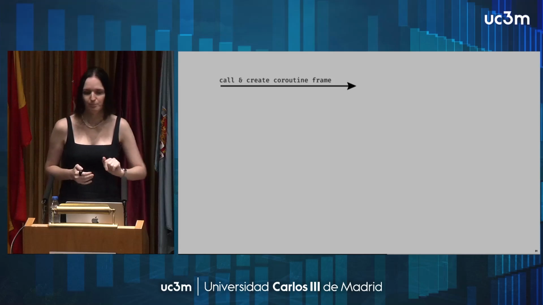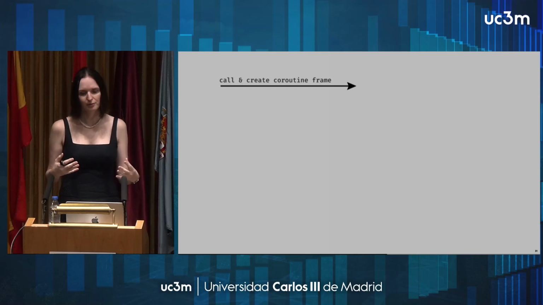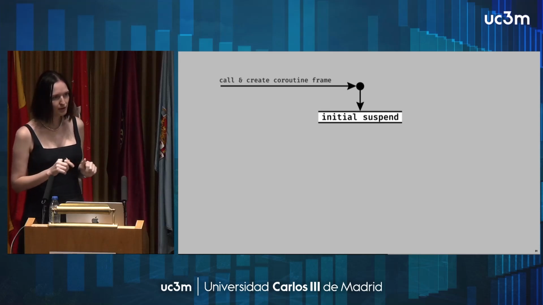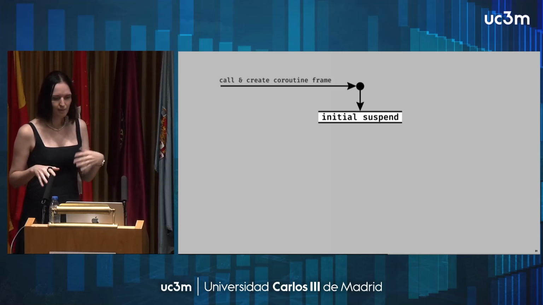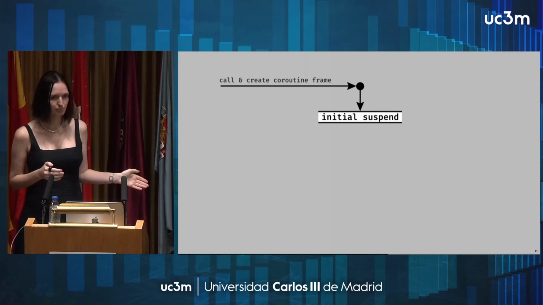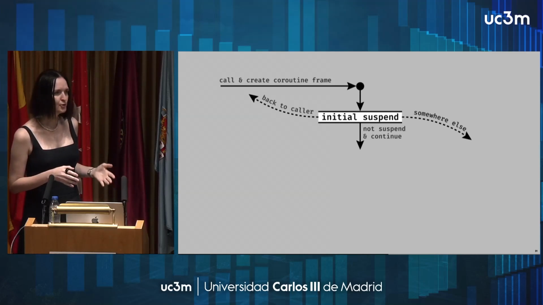So, diagram. When you start by calling a coroutine as a function, the transformation of the compiler will build a coroutine frame for you, and it will go into the initial suspend point, which is always present in C++ for a coroutine, and you can decide what you want to do. Do you want to continue? Do you want to go back to the caller and leave it there for later resumption, or you can jump to a different coroutine. It's up to you. You can go back to the caller, go somewhere else, or just not suspend and continue. It depends on your use case.